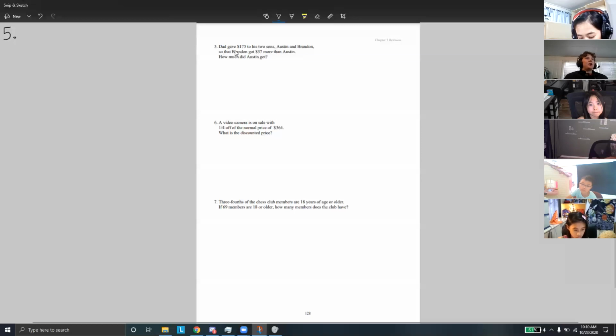Dad gave $175 to his 2 sons, Austin and Brandon, so that Brandon got 37 more than Austin. How much did Austin get? Oh, this time we don't have a bar model, so we're going to have to make our own. So we know that we have 2 bar models, Austin and Brandon, right? They both got some money. So Austin, Brandon.